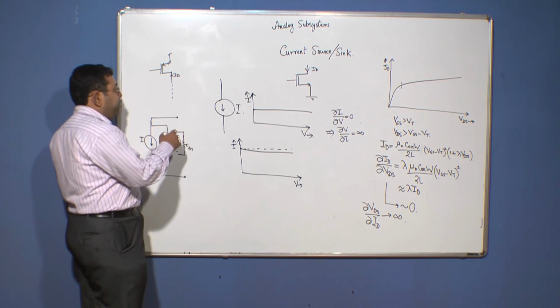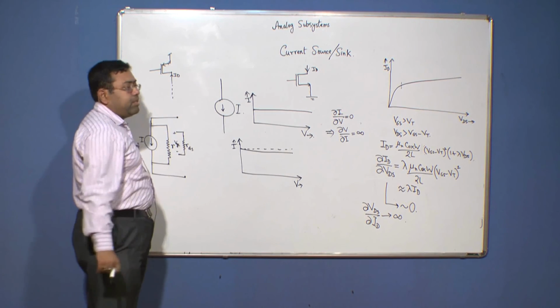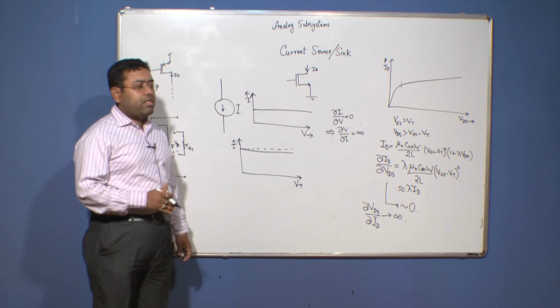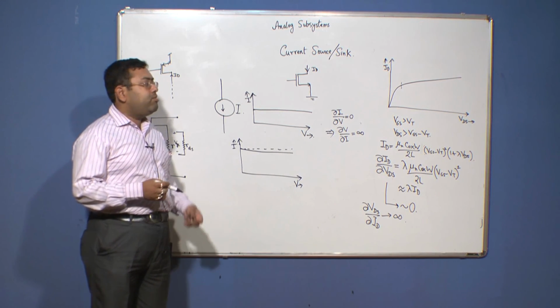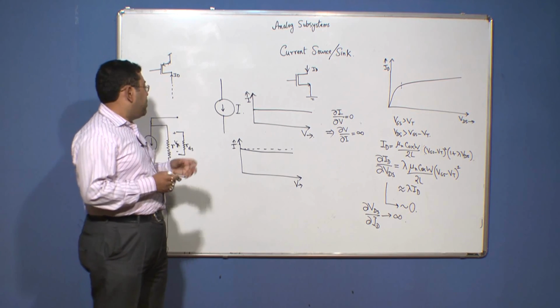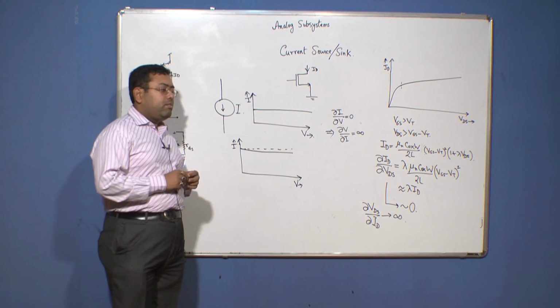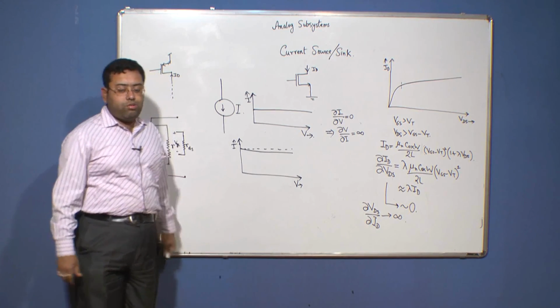You can also think of connecting a number of such current sources and sinks in cascade. The advantage of such a cascade connection is that it leads to an increase in the value of the output resistance and makes it a better current source or sink.